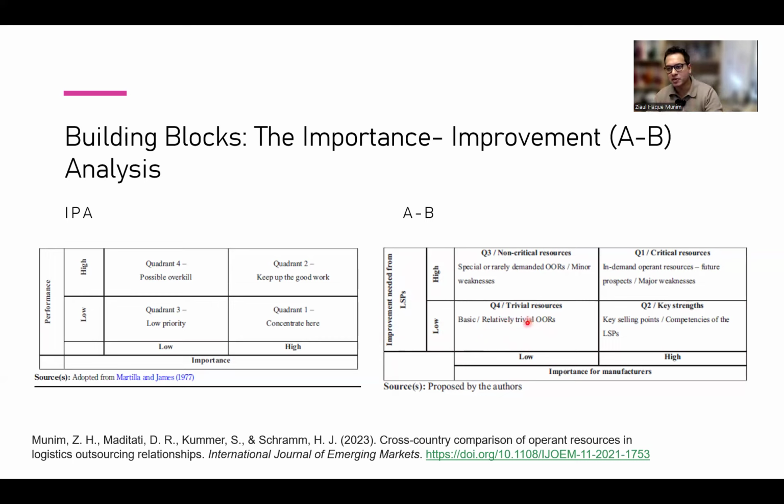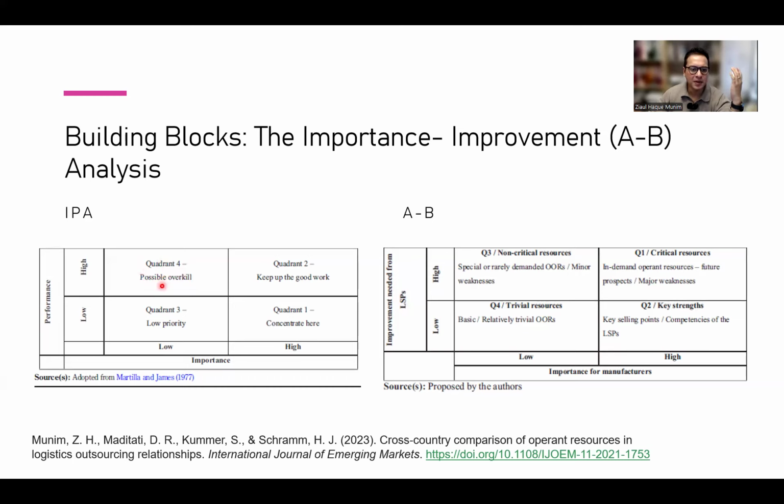Here we use the term resources because we are talking about operant resources, but it could be any other things. It could be customer satisfaction factors. It could be some barriers, challenges. It could be different types of factors, competencies, whatever you like. So here you see we talk about low importance and low improvement. Low improvement means it's actually high performance, right? So here we have the Q for trivial resources. So this actually relates to low importance and high performance.